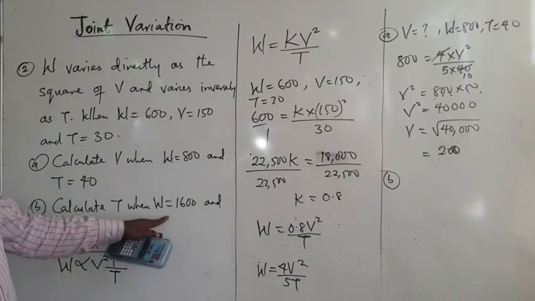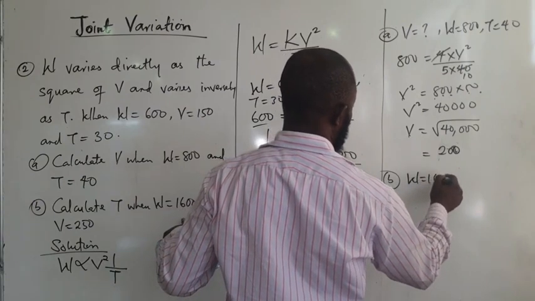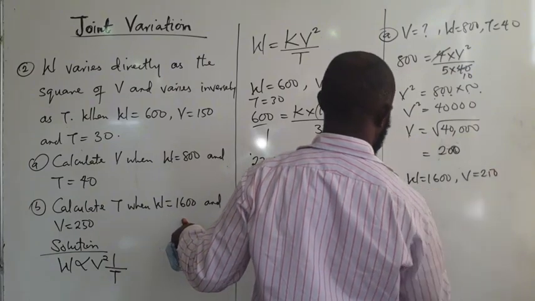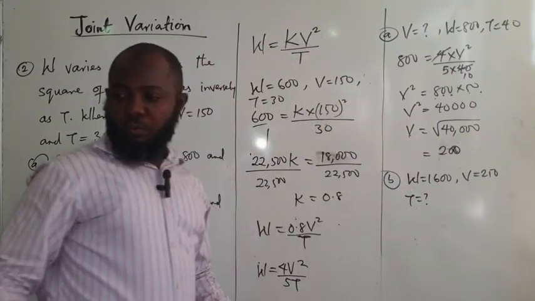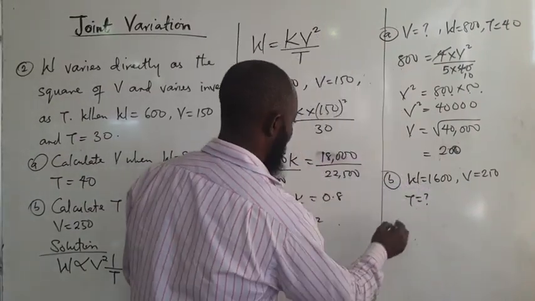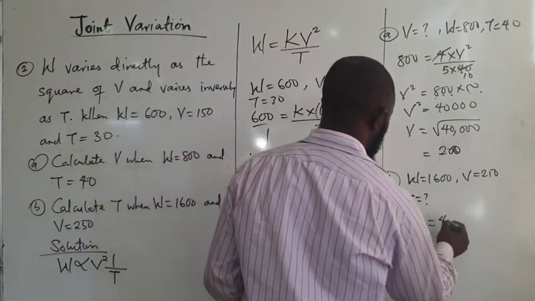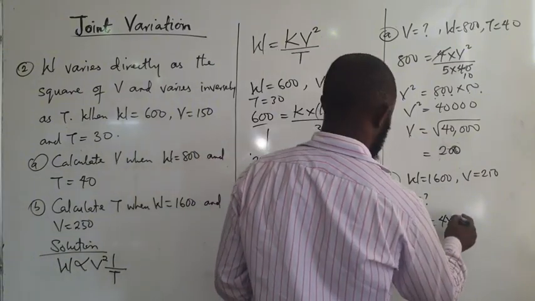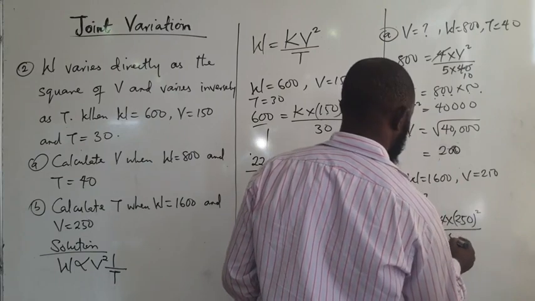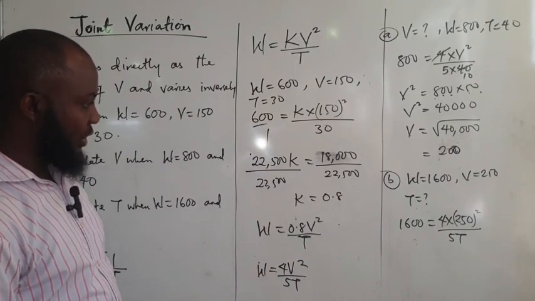Then part P: calculate T when W is 1,600. That is, W is 1,600 and V is what? 250. Then we are looking for what? T. So we still make use of this as well. So what we're going to have here is W, which is 1,600, equals 4 multiplied by V, which is 250. Don't forget the V squared all over 5T. All over 5T. Right? So let's see what we're going to have.